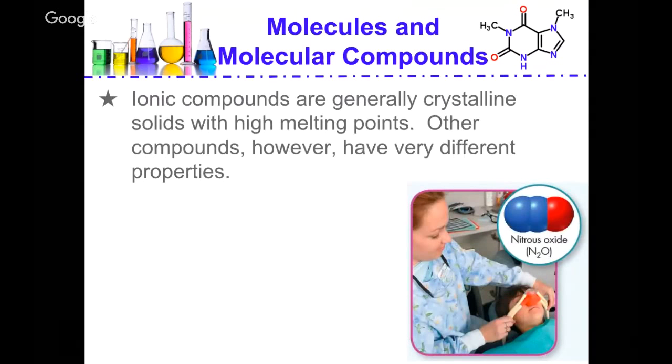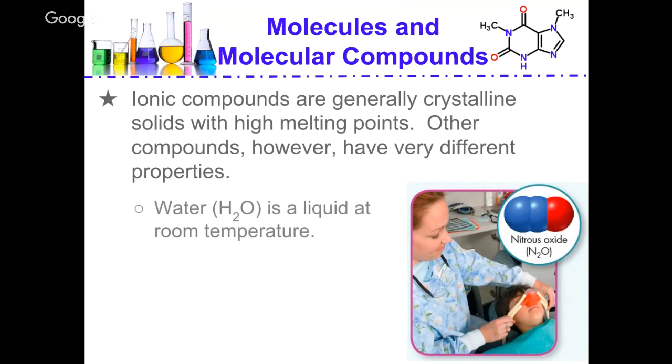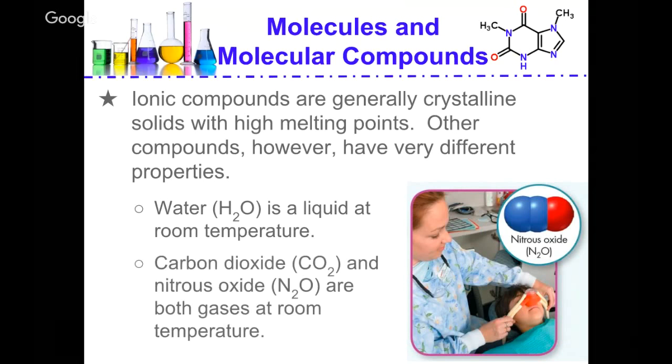Ionic compounds are generally crystalline solids with high melting points. Other compounds, however, have very different properties. Water, H2O, is a liquid at room temperature. Carbon dioxide and nitrous oxide are both gases at room temperature. Nitrous oxide is the gas that dentists use to make you relaxed. It's called nitrous oxide or laughing gas. That's what they use to help you relax while you're getting your teeth cleaned, or maybe you have to undergo some dental surgery.